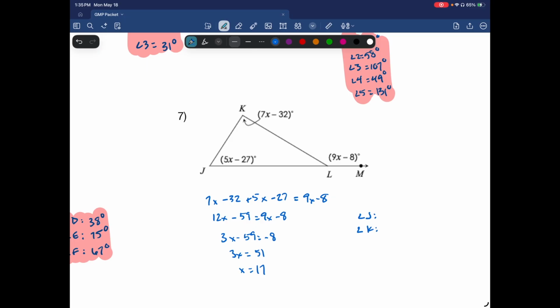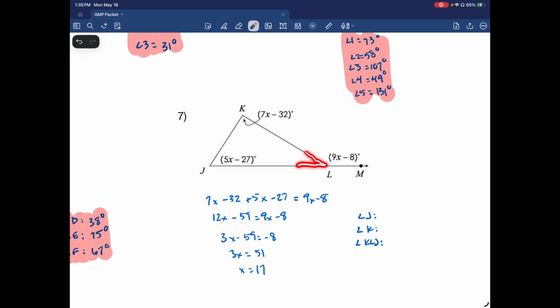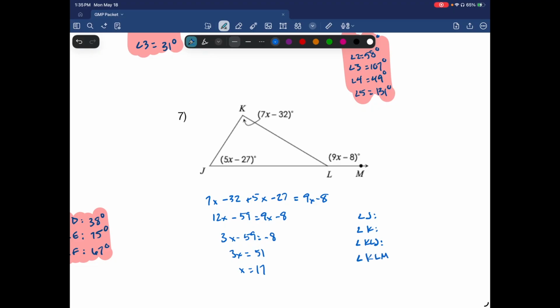All right, and then you have the inside angle, that third angle of the triangle, and the exterior angle. The inside angle of the triangle is KLJ, which is this angle right here, KLJ. And then KLM is this angle right here. So this is the last angle I'm going to find, angle KLM.